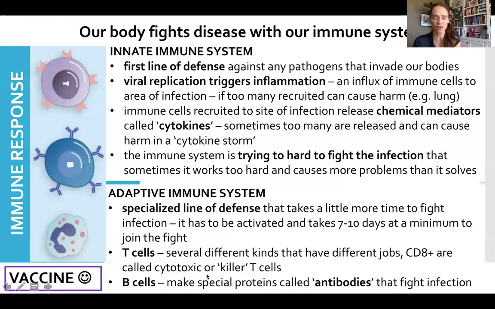And then B cells are another adaptive immune cell. These guys are important because they make special proteins called antibodies, which you've probably heard of. These antibodies are proteins that are released into the blood, and they go off and fight infection. So they'll help to clear the pathogen from our blood as well. So these two arms of the immune system, the innate immune system and the adaptive immune system, work together to defend us.